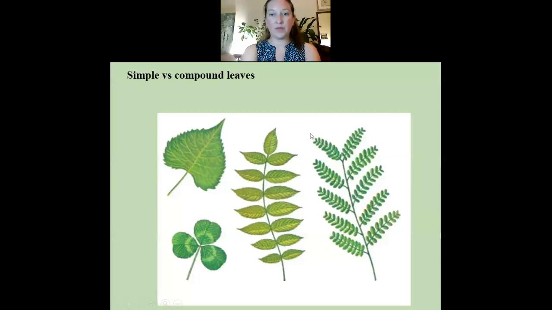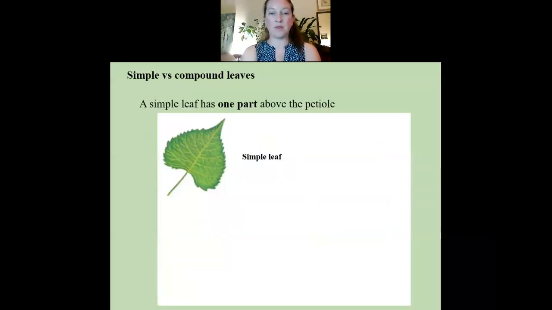So here's a group of leaves. Each of these is one leaf. And the top left one is an example of a simple leaf. Remember what I said before: a simple leaf has one part above the petiole, right? So in the case here, this is the part that it has above the petiole. If you're holding the petiole of a leaf to play with it, you'll only have one part on the top of a simple leaf.